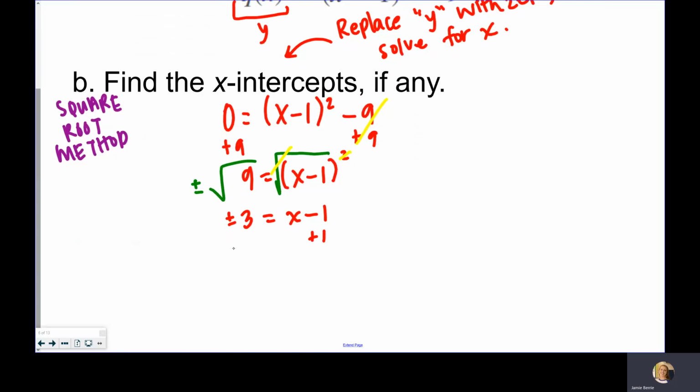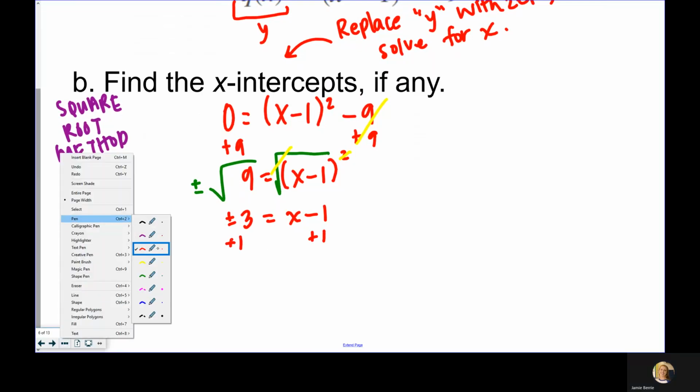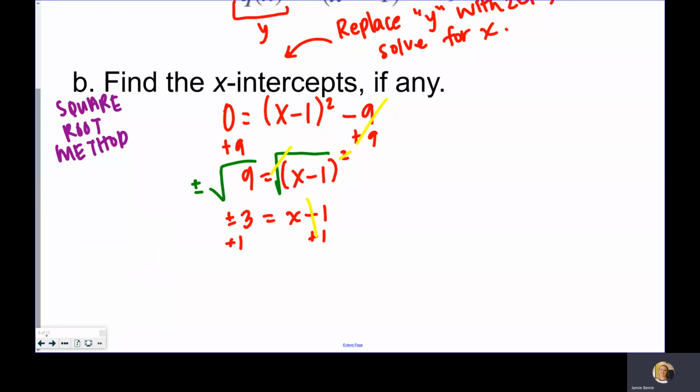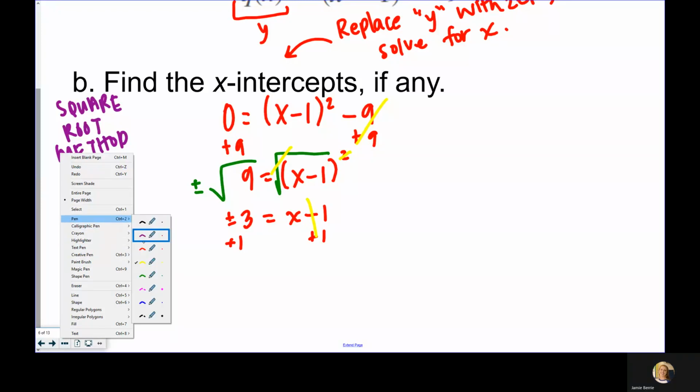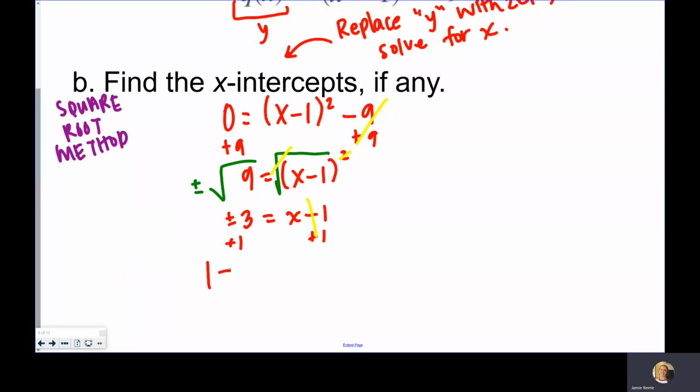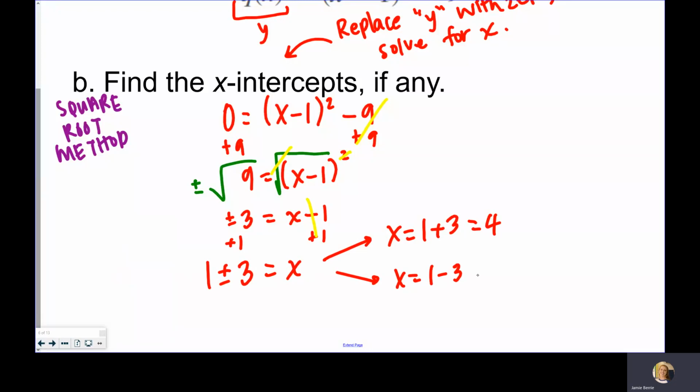Now I'm trying to solve for x, so I'm just going to move that 1 over. So the 1's cancel. Right now I have 1 plus or minus 3 equals x. Let's go ahead and split that up. We have x equals 1 plus 3, x equals 1 minus 3. So that's 4 and negative 2.